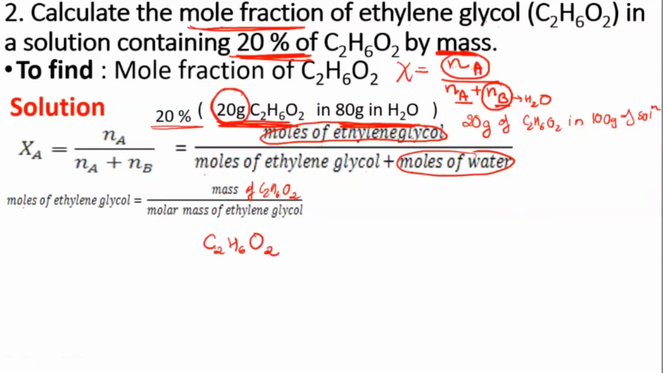So molar mass is calculated by summing up all the masses of the elements which are present. That means it will be 2 into the mass of carbon, which is 12, so 2 into 12, plus 6 hydrogen, 6 into the mass of hydrogen, which is 1, so 6 into 1, plus 2 oxygen, 2 into the mass of oxygen, which is 16. When you add all of these, whatever answer you get will be the molar mass of ethylene glycol.